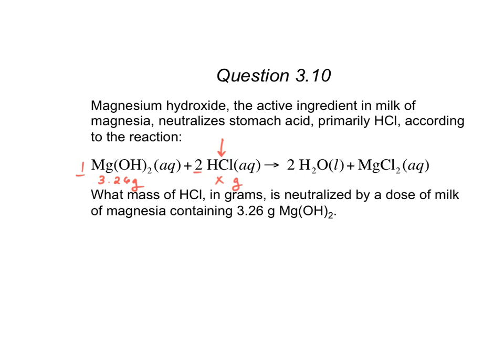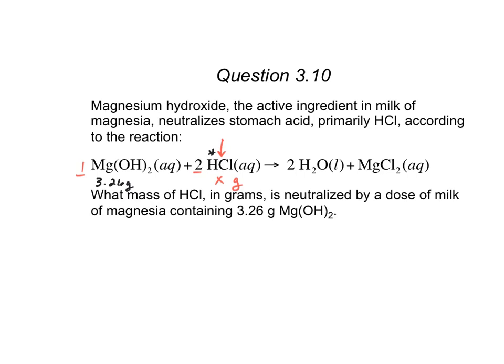Now, the question that we're dealing with here is we have a mass of magnesium hydroxide, right? Oops, that's my eraser. Did not want to do that. And there is no going back. Okay, so the question says we have 3.26 grams of magnesium hydroxide, and it wants to know how much HCl we are going to need to completely react with that 3.26 grams of MgOH, okay?